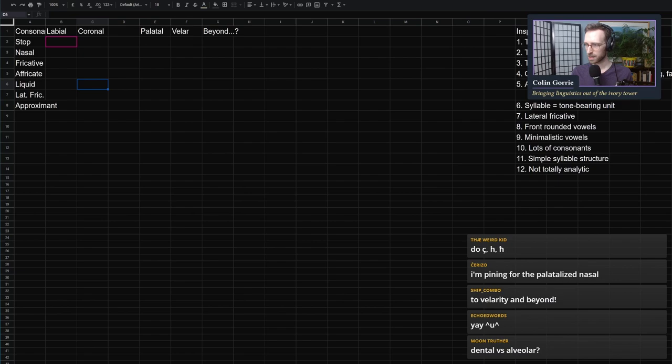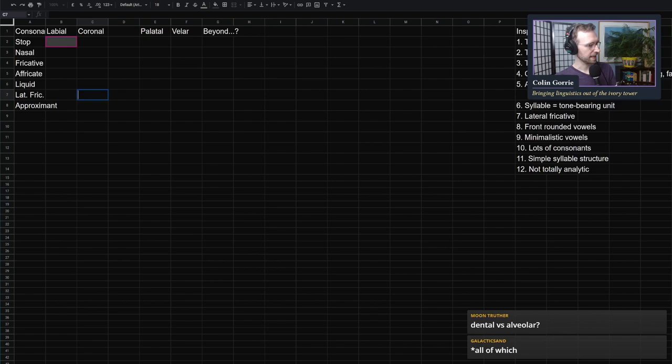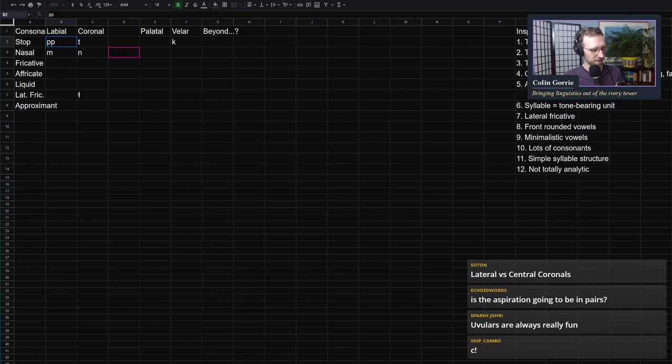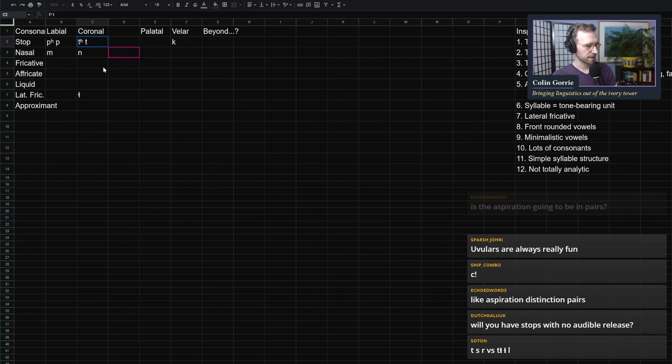Go to the full version. And feel free, Quain, to just plop in whatever you like. Oh, yeah. I can fill out some basics. Yes. And I think it would be cool to have a gap in our inventories. Oh, yeah. I'm just going to put the aspirates in here. Yeah, aspiration.